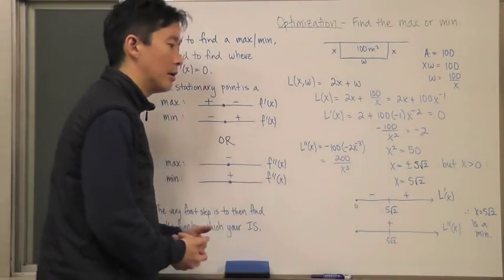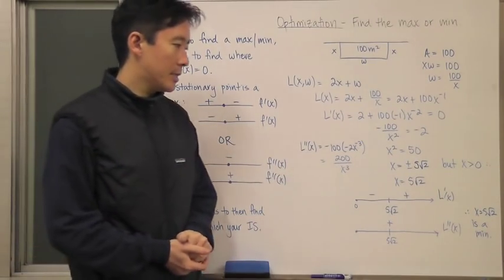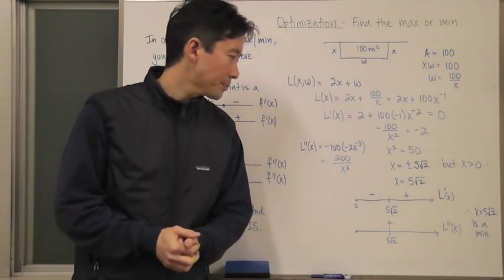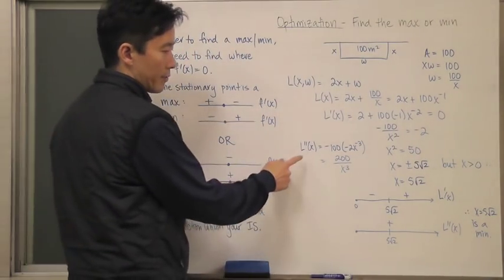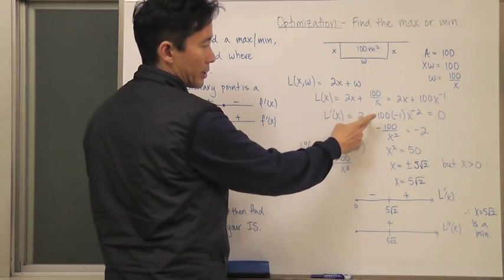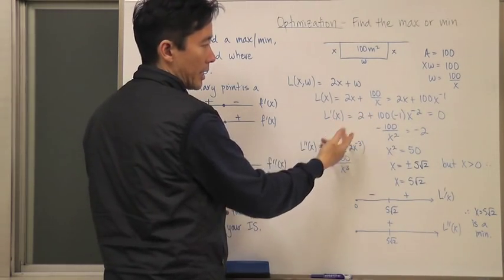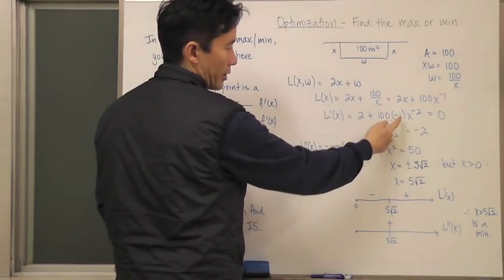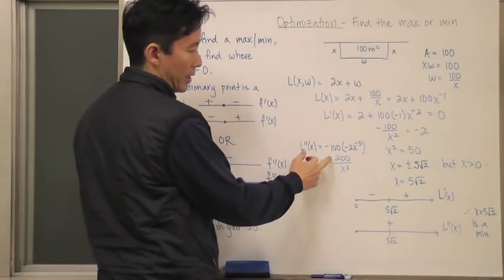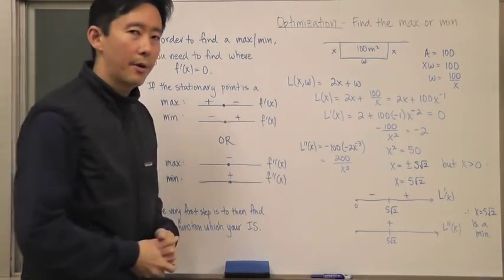Okay, now let's also take a look at how we can show that this is a minimum value by looking at the second derivative as well. If I differentiate the first derivative to find the second derivative, notice the 2 will disappear because that's a constant. Then this is going to be negative 100 times negative 2x to the negative 3. That's the same thing as 200 divided by x to the third.